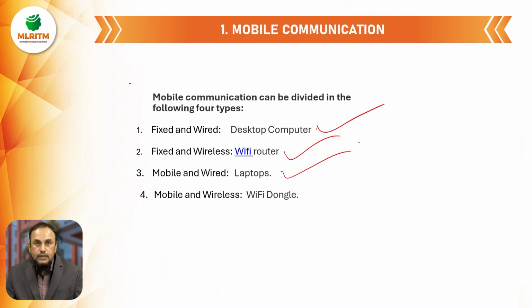Mobile and wired is nothing but laptops. With laptops we can carry them anywhere, and we can get internet by means of Wi-Fi or something. Mobile and wireless is the many network service providers, for example Airtel, Jio, and Tata, who provide a Wi-Fi dongle for internet connectivity. We are using this. These are the four types of mobile communication. For mobile computing, mobile communication is very important because this is the framework architecture, the infrastructure. Without infrastructure, we can't do the computing.